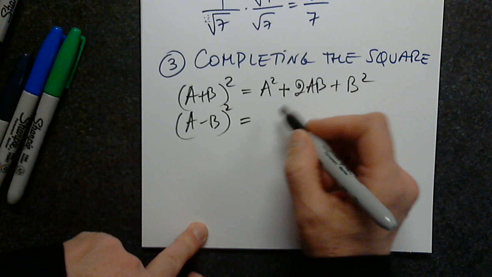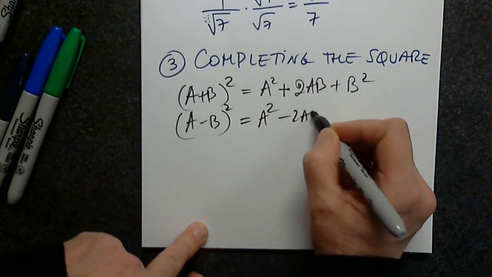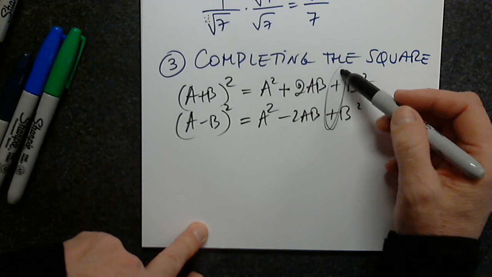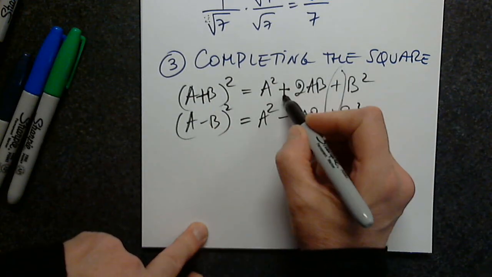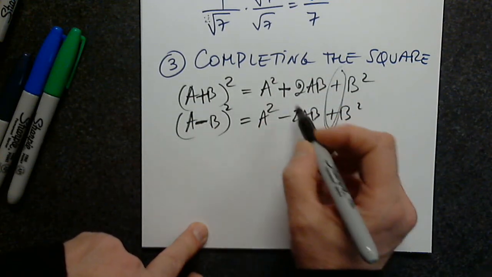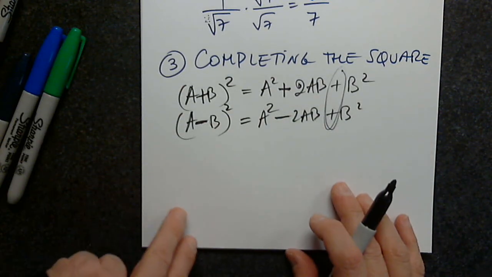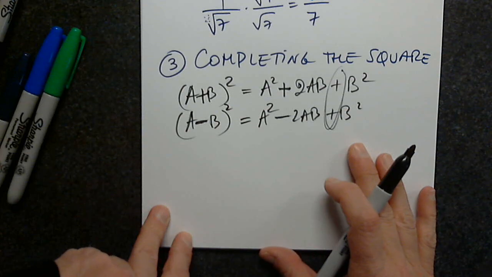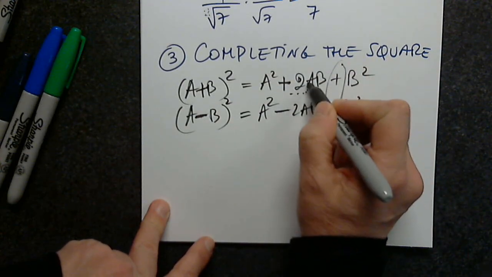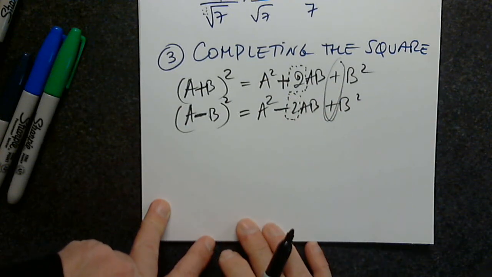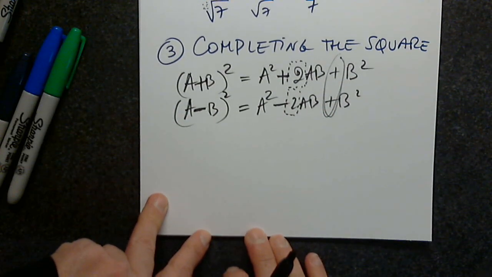B squared. Excellent. And this one is the same thing, but with minus. Notice that this is always plus. If this is plus, the middle is plus. If this is minus, the middle is minus. But this is always positive. Why am I reviewing this? Because we are going to use this piece. And you'll see in a moment how and why.